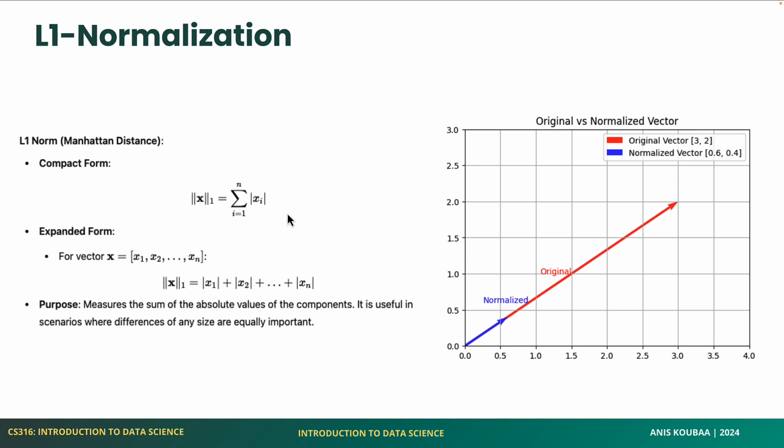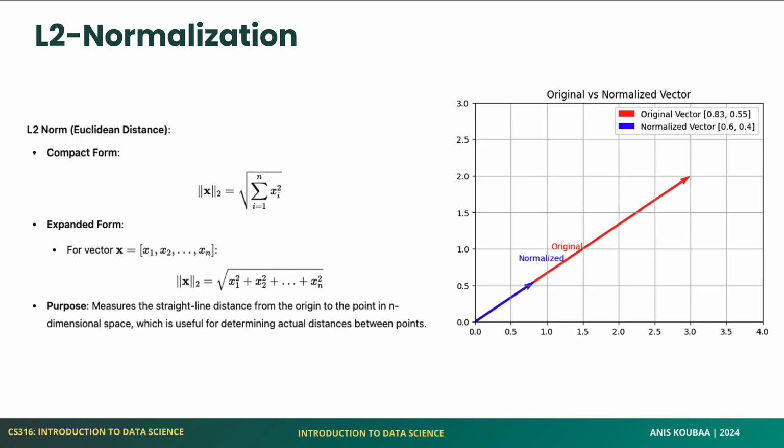We calculate this quantity. And what's the x? It's 3 plus 2 here, which is 5. If you divide 3 by 5, you find 0.6. And if you divide 2 by 5, you find 0.4. Yes, we divide by this quantity. So it's the sum of the coordinates. This is L1. L2 is the Euclidean distance: the square root of the sum of the squares.